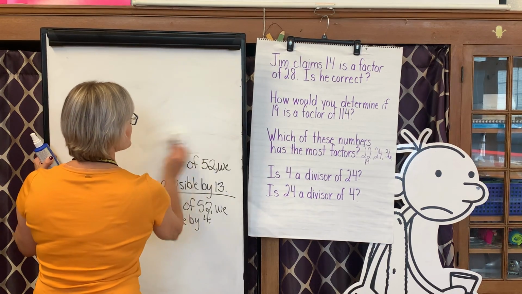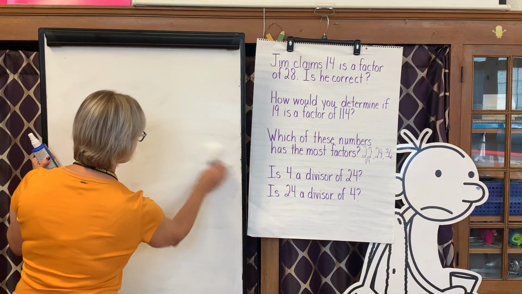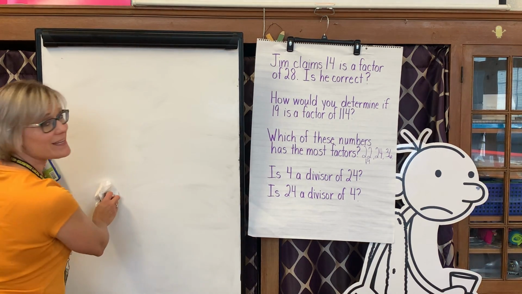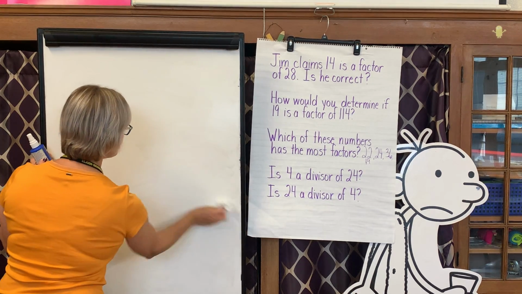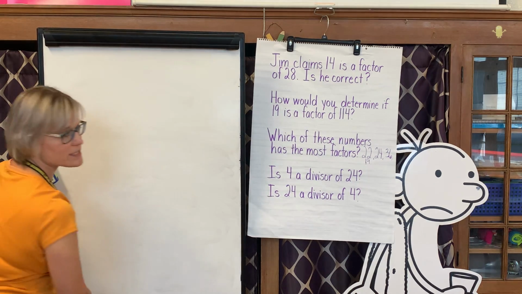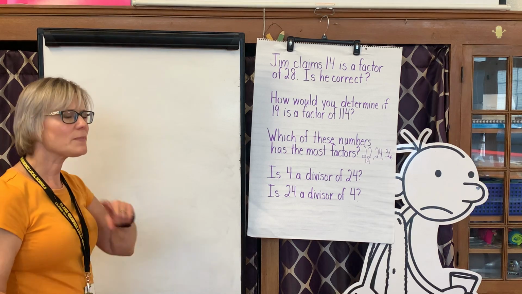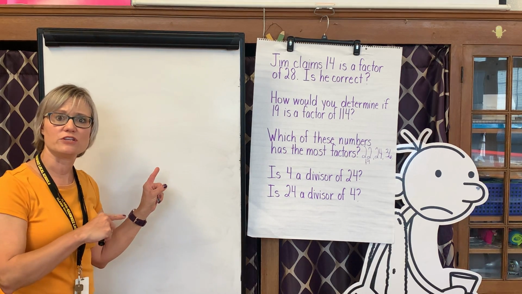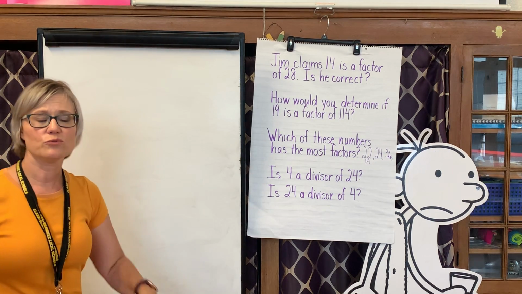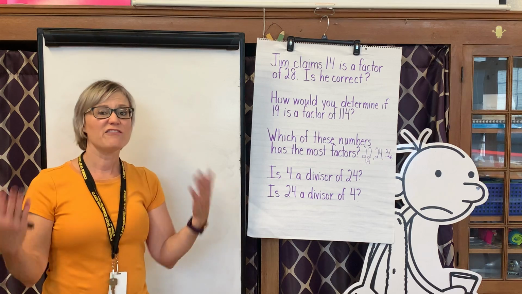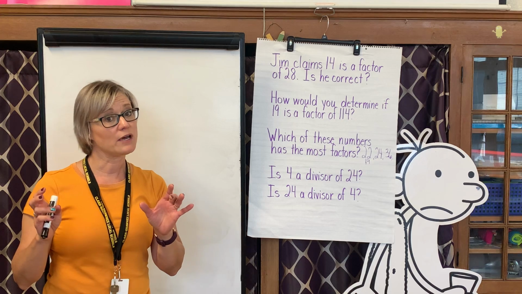Jim claims that 14 is a factor of 28. Is he correct? We have to take a look at these numbers and determine if 14 is a factor of 28. How can I do that? I'm going to think back to the example we talked about before, and we talked about divisibility rules with 2 and with 5. If it's an even number, we know it's going to be divisible by 2.